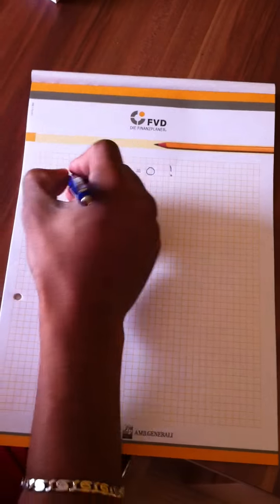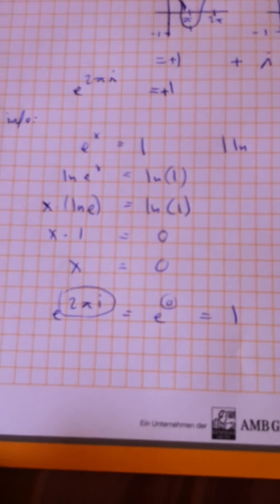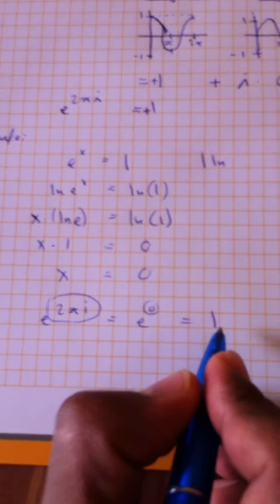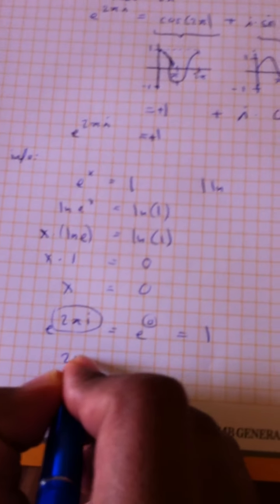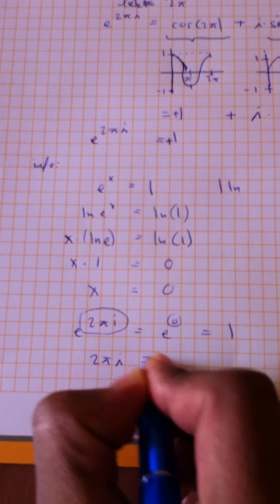So as we know that e to the x got to be 1, we can make a conclusion, which is e to the 2 pi i equals e to the 0 equals 1. That's what it is. And now you see that 2 pi i and 0 got to be the same, otherwise the exponent can't be different if you get the same answer. So we're going to write down 2 pi i equals 0.